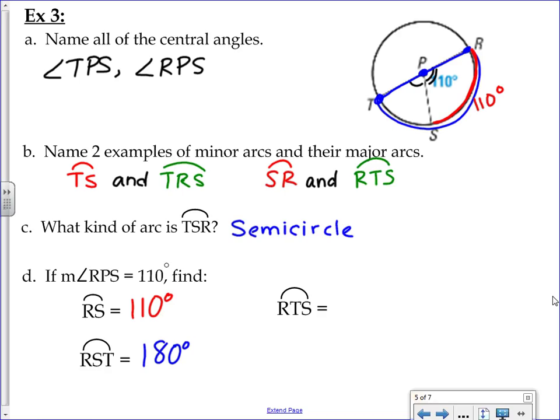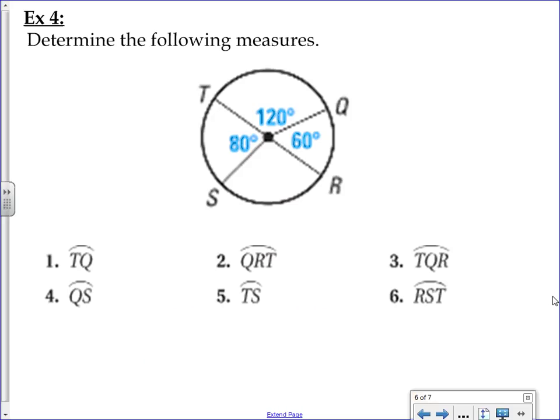And then if you look at RTS, you've got to follow the letters here. So I'm going to do this in green. R, go through T, stopping at S. You'll notice it's a major arc. It's opposite of the minor arc RS. So in order to figure that out, you're just going to do 360 minus that minor arc 110. And you're going to get 250. So we're going to be working a lot with 360 degrees and 180 degrees to figure out arc measures. All right, we're going to do another example.